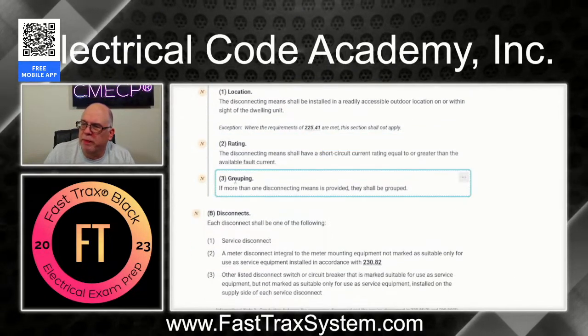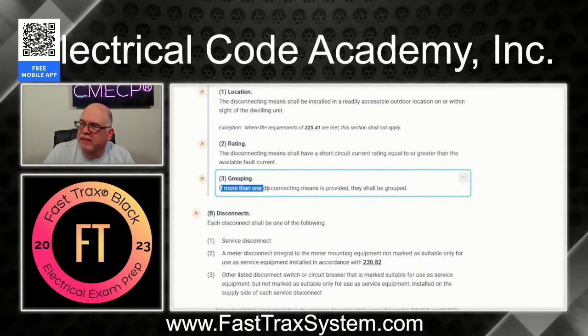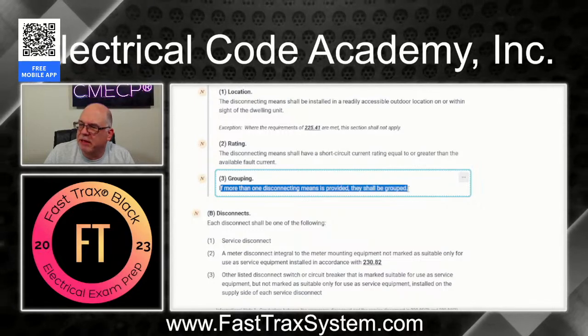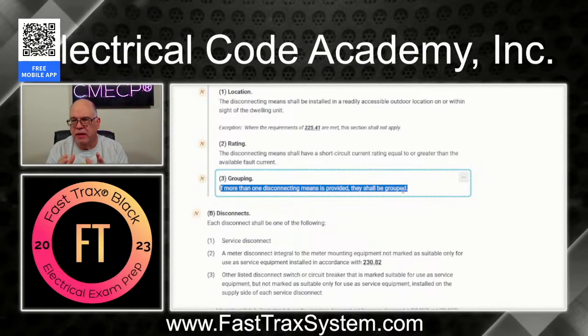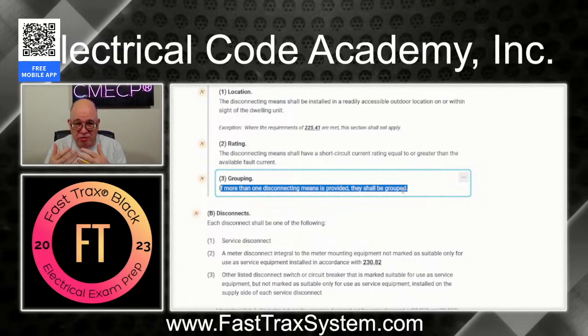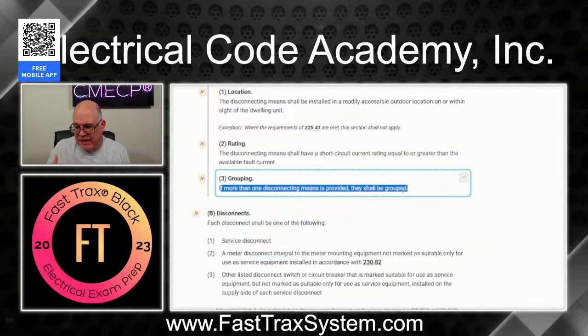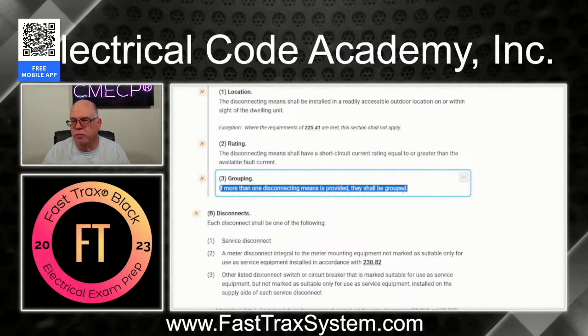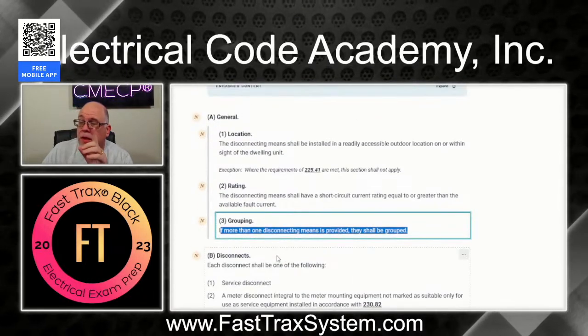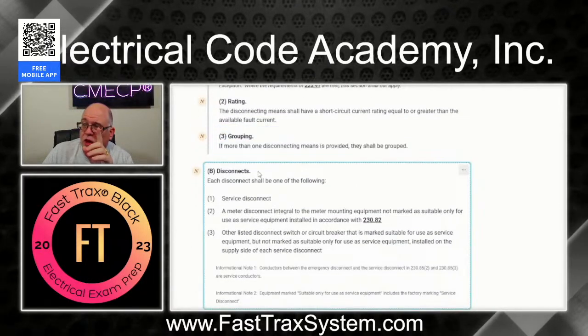Next, as far as grouping, if more than one disconnecting means is provided, they shall be grouped. So another grouping application where we're trying to get them grouped. Again, very critical if we're talking about something like a two-family dwelling, but here we want everything to be grouped, right? Now, next we get into what's called the disconnects.